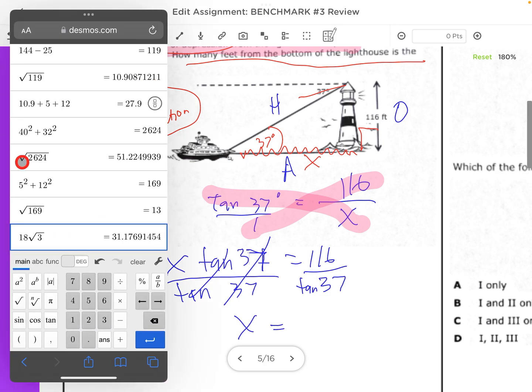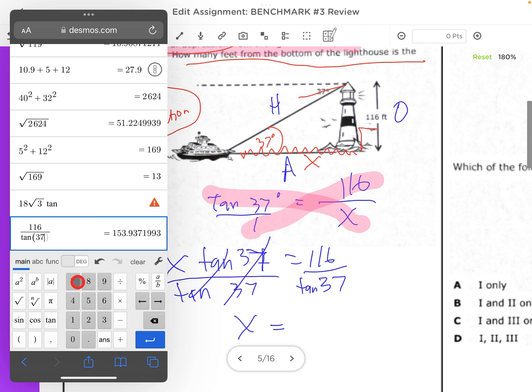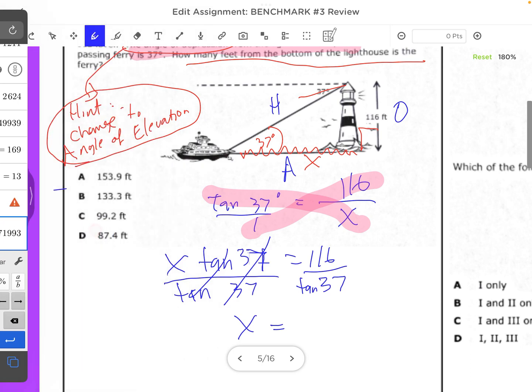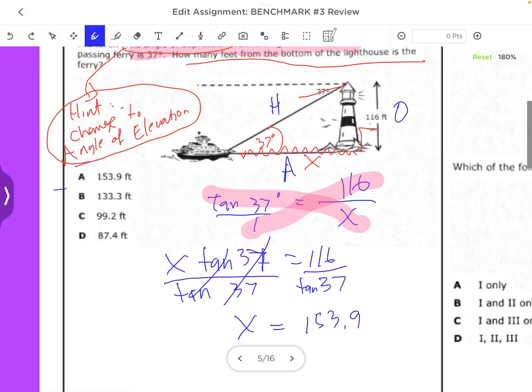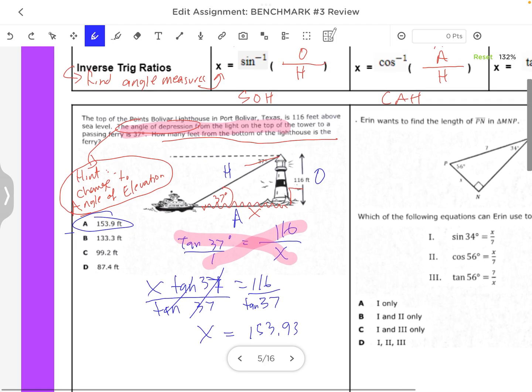We want to make sure it's on degree mode. Oh, no, I'm sorry, we're going to push this a over b, 116 over tangent 37. That gives 153.93, and that is our answer right there. So just remember, on angle of depression, change it to angle of elevation, and then go from there.